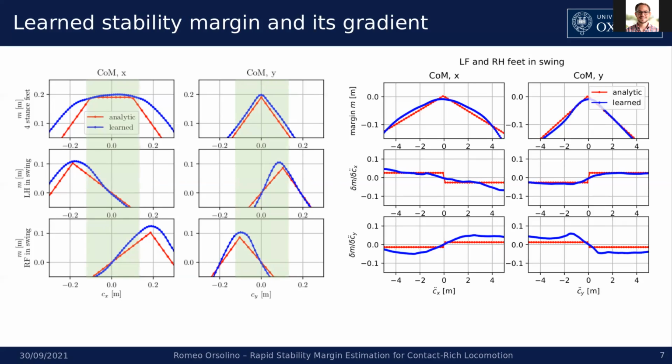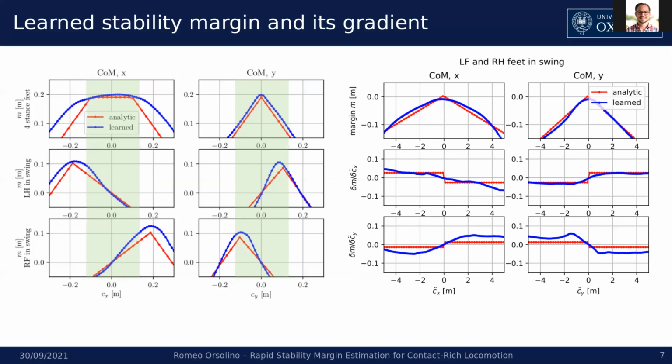In this second plot, we can see the stability margin, which is shown in the top row, and its gradient, which is in the middle and the bottom plot. We show how it changes for variable center of mass accelerations along the x and y directions.